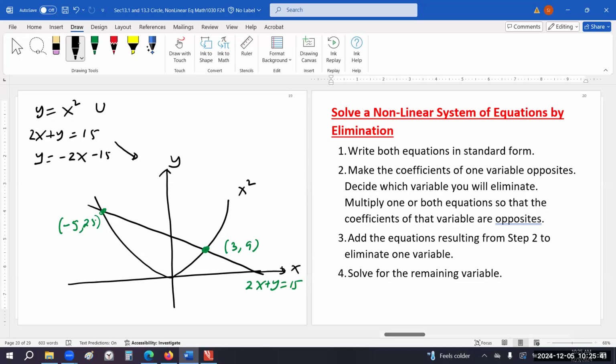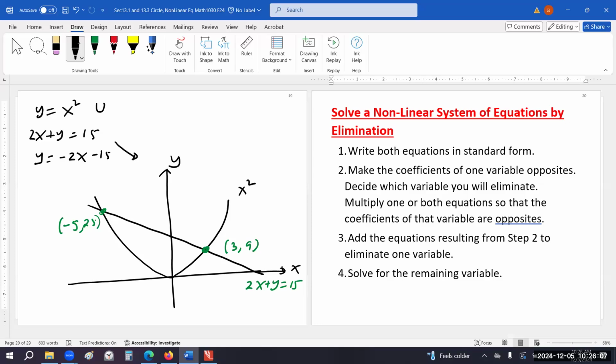The second method is elimination. In elimination, we eliminate one variable and keep the other variable. From the other variable, we solve for the variable. Once we get the variable, we put it back into one of the equations to get the other variable.